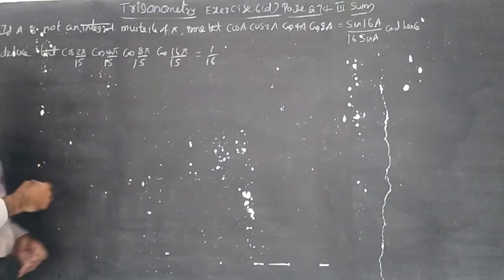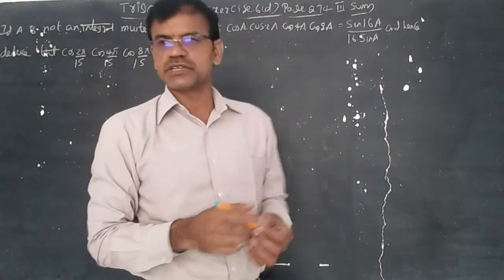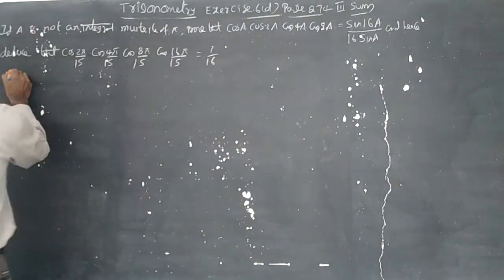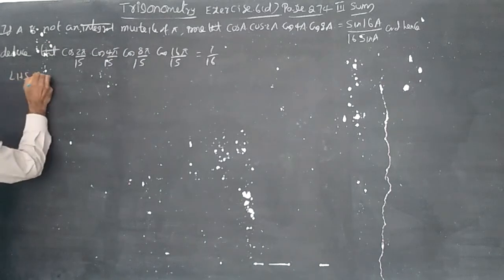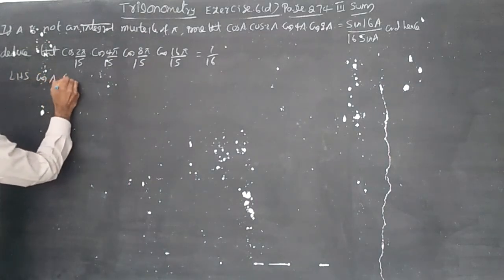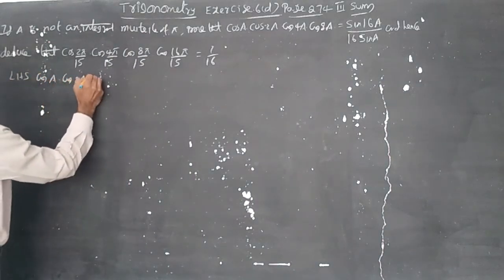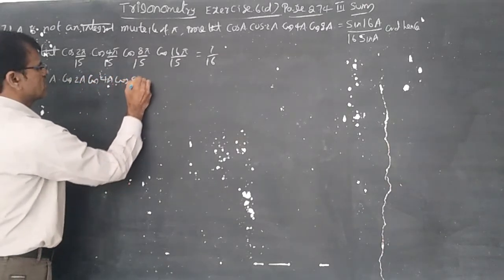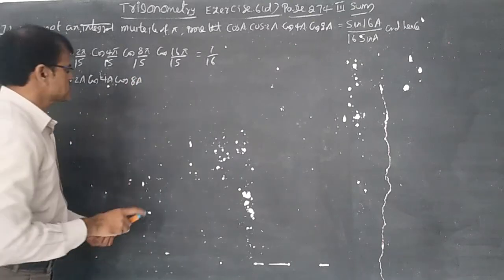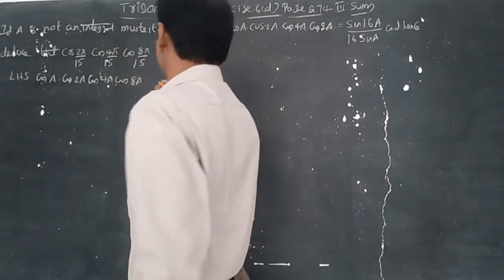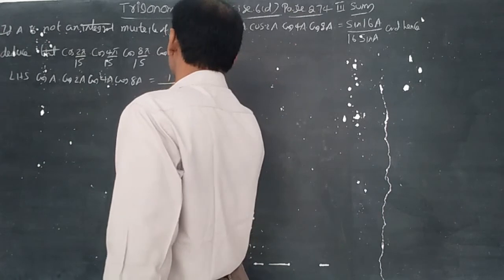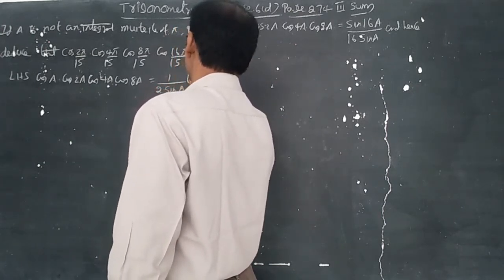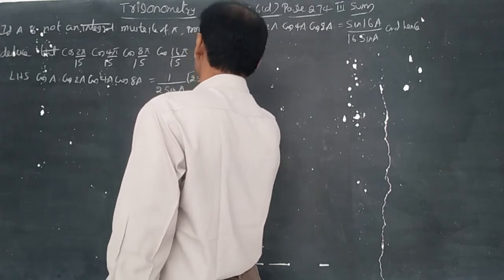Let us consider taking LHS of this one. Later we can prove the other. Taking LHS, cos A into cos 2A into cos 4A into cos 8A. This is LHS. Next step, we can write 1 by 2 sin A. So we are multiplying and dividing with 2 sin A.